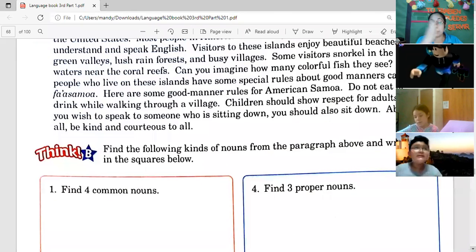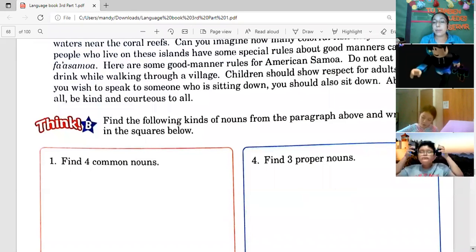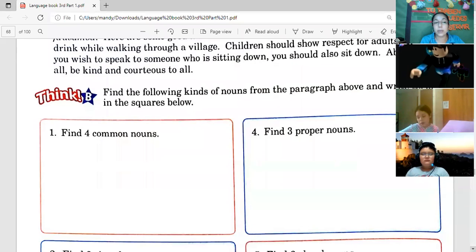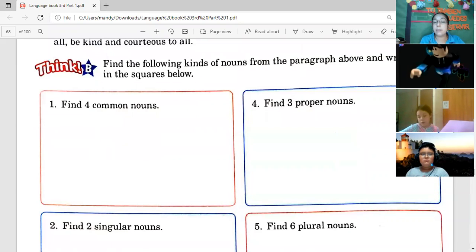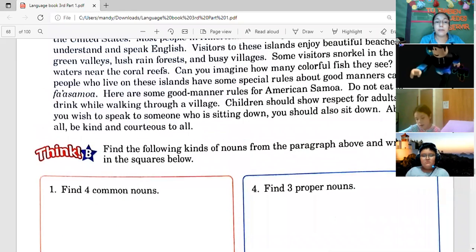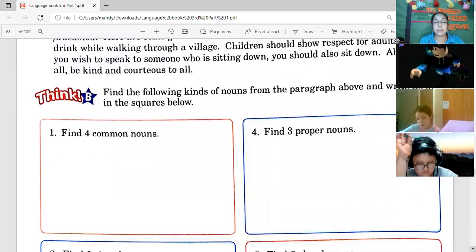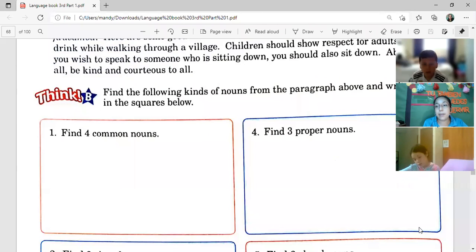Okay, so let's see. What is the exercise that we developed in that part? Find the following kinds of nouns from the paragraph above, and we write them in the squares below. That means we have these squares, red squares and blue squares. Number one, find four common nouns in this paragraph. You tell me four common nouns. Raise your hand. Okay, Christopher Amaya, and then Daniela Navas.